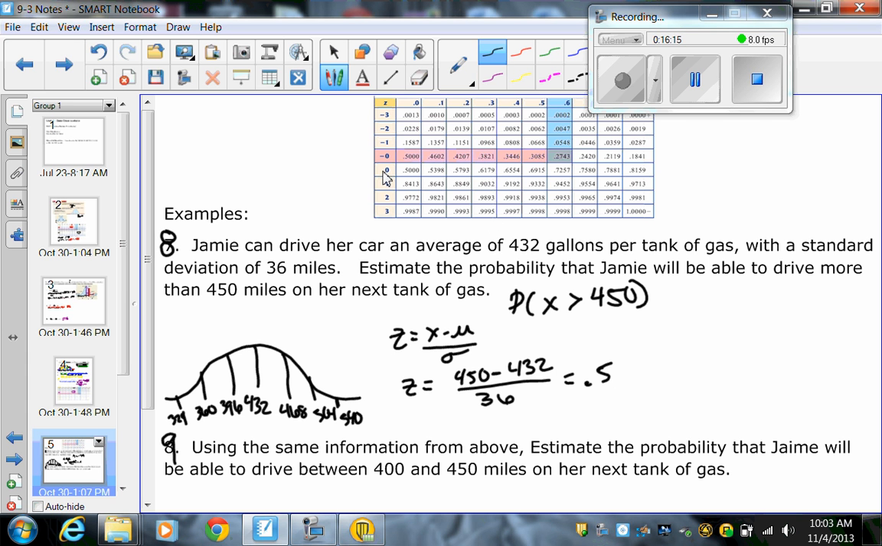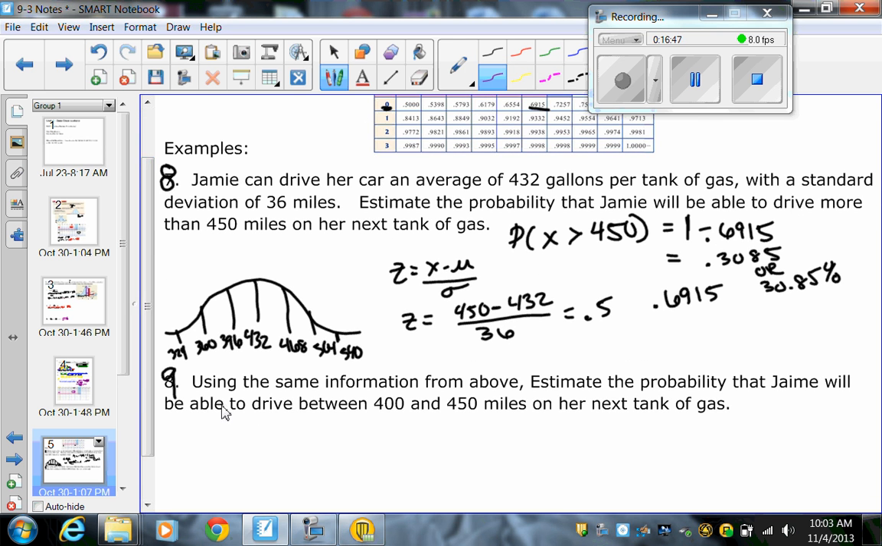So next thing I'm going to go up here and I'm going to find 0.5, which gives me the 0.6915. But the probability says greater than, so that tells me I need to subtract that number from 1, which gives me 0.3085, or you could say 30.85%.